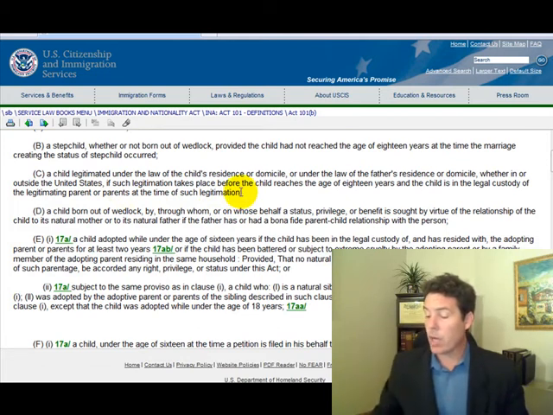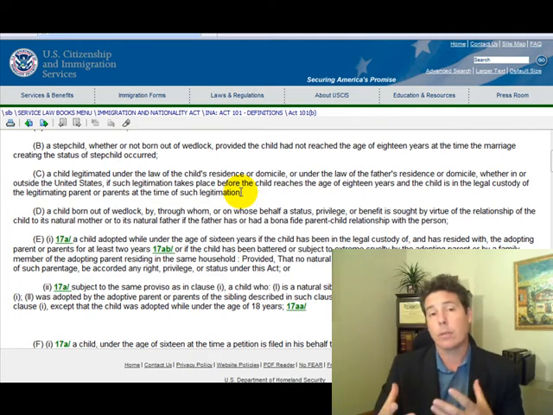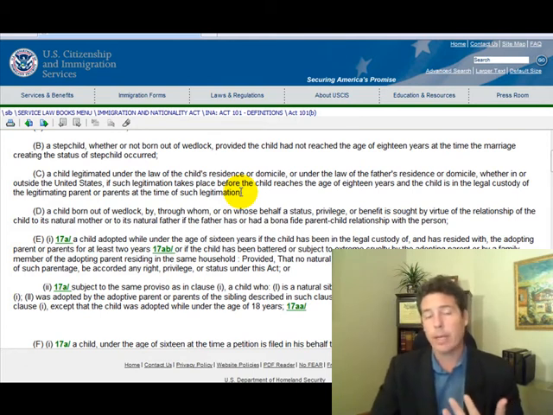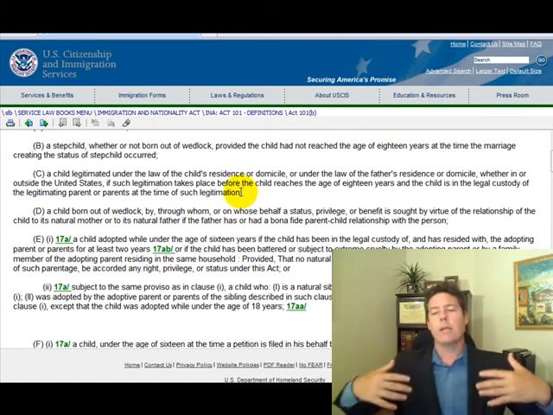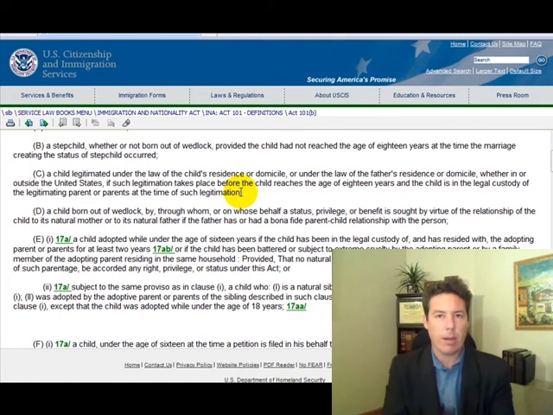So a legitimated child is a child who, through a process, can be a legal process in court, or maybe the signing of an affidavit. There are different types of processes around legitimating a child, but there always has to be some sort of process, some sort of action taken by a parent who is not on the birth certificate.